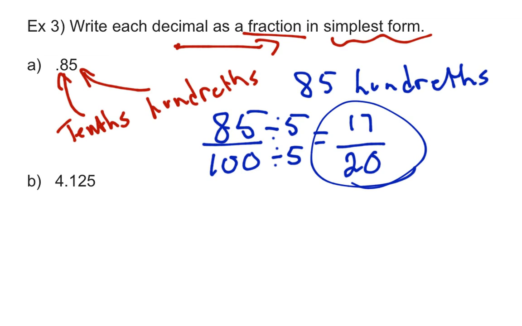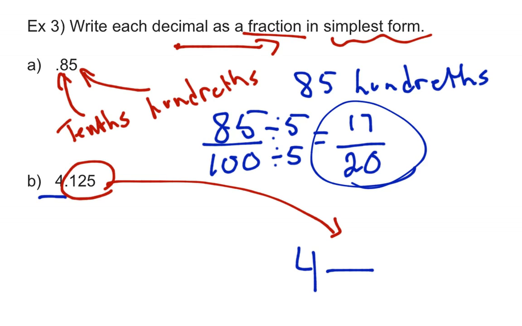If you want to pause the video and try part B on your own, go right ahead. I'm going to give you a clue though. This whole number is a 4. I know in my final answer it's going to be 4, and all I have to do is figure out the fraction part. This decimal 0.125 is going to give me the fraction. Okay? Pause the video, try that on your own.